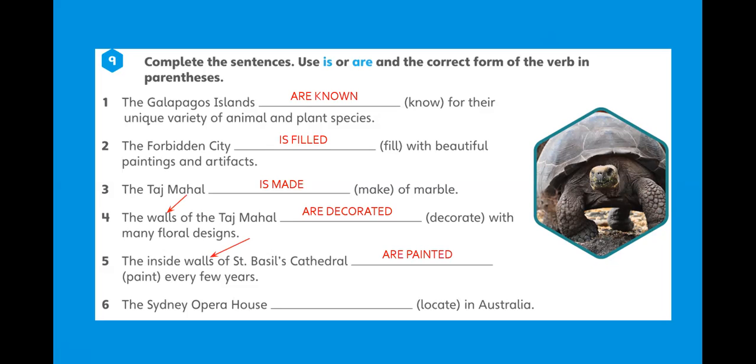Number six, the Sydney Opera House, blank in Australia. The Sydney Opera House, that is pretty simple. That doesn't seem to be confusing. We're talking about only one place. It is singular, so we're going to say is, and then for locate, we're going to use the past participle. And because it is regular, it's easy. The Sydney Opera House is located in Australia.